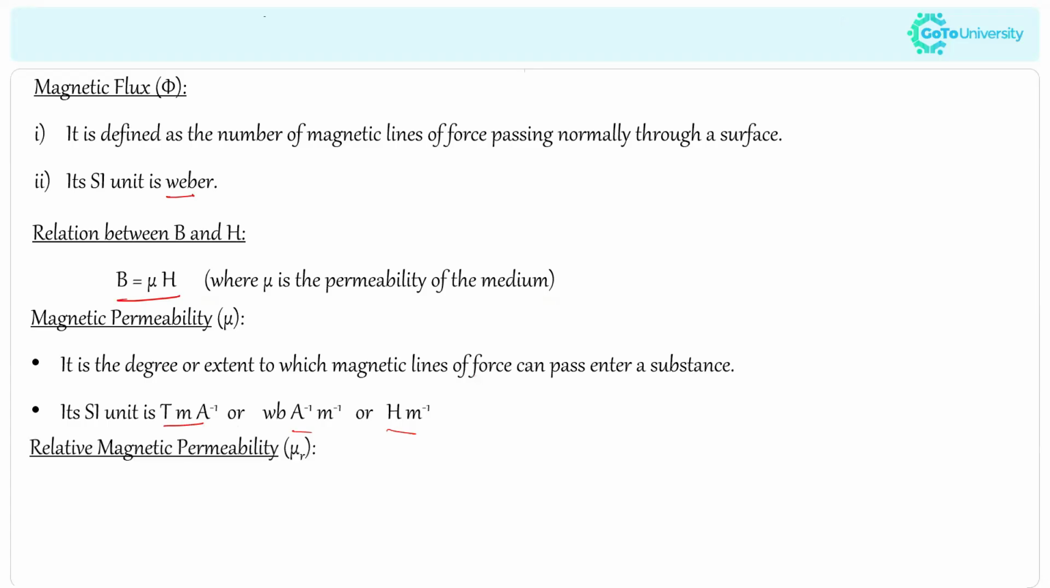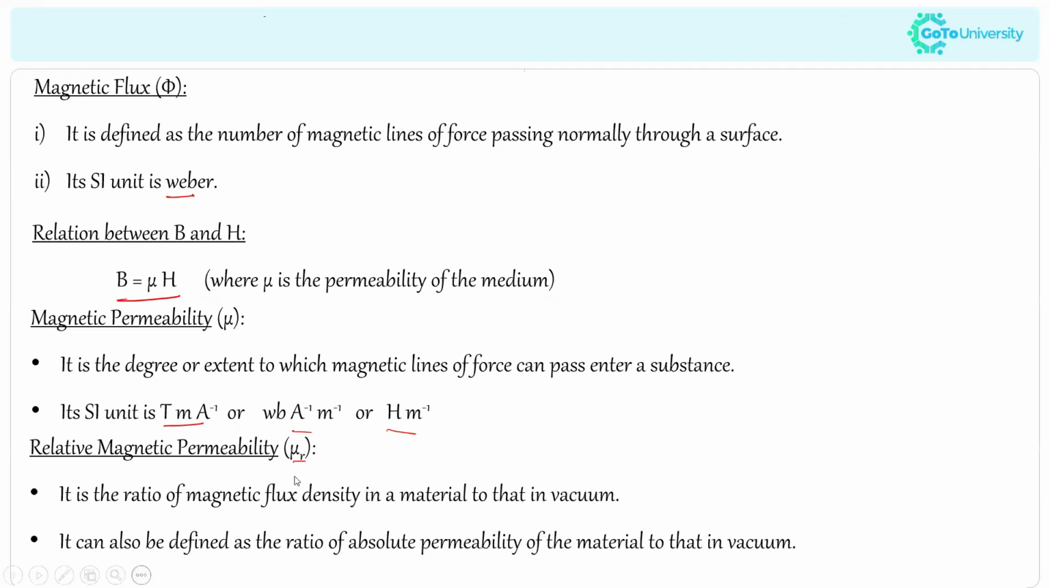Now, relative magnetic permeability mu r. Relative permeability is just the ratio of magnetic flux density in a material to that in a vacuum. It can also be defined as the ratio of absolute permeability of a material to that in a vacuum. Okay, so this is all about magnetic permeability, magnetic flux, and relative magnetic permeability. Now we are moving to the next one.